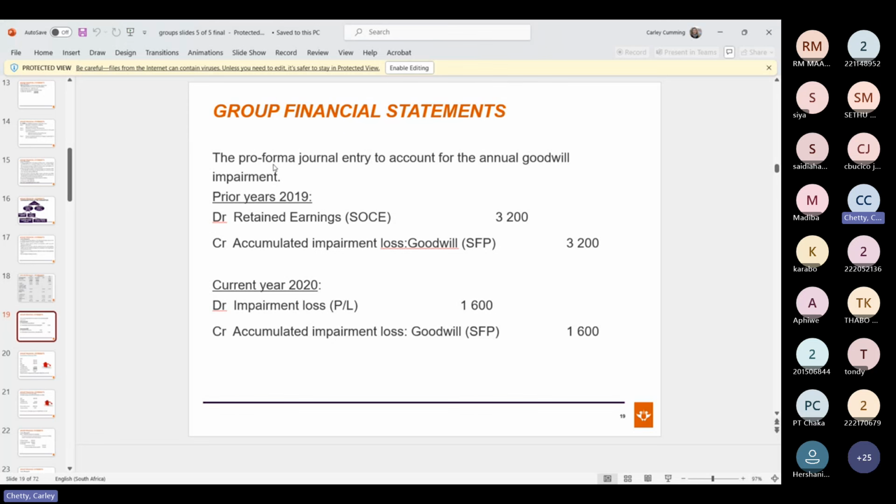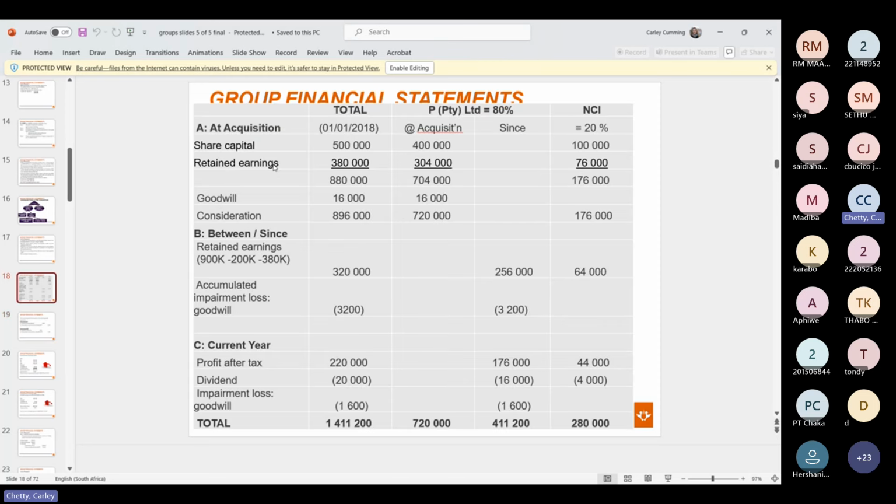So the pro forma journal entries to account for the annual goodwill impairment. In 2019, we remember when we do the consolidation every year, it's as if we're starting from scratch. So when we process the impairment relating to goodwill in 2019, we're going to debit retained earnings 3,200 rand, and we're going to credit accumulated impairment loss goodwill with 3,200 rand. Then in the current year, remember we have the current year impairments of 1,600 rand. We are going to debit impairment loss, 1,600 rand, and credit impairment loss, 1,600 rand. So both of these impairments were shown in our analysis of owner's equity. So remember we had the impairment in 2019 and the impairment in 2020.